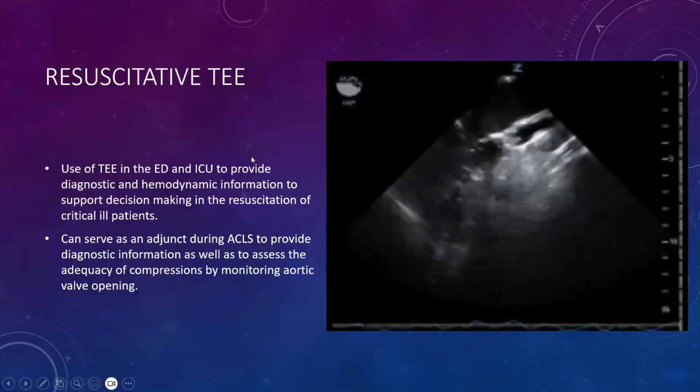So there is this project called Resuscitative TEE. And the idea of it is using TEE in the ED and ICU to provide your diagnostic information, support clinical decision-making and resuscitation of critically ill patients. So it can serve as an adjunct during ACLS to provide diagnostic information as well.